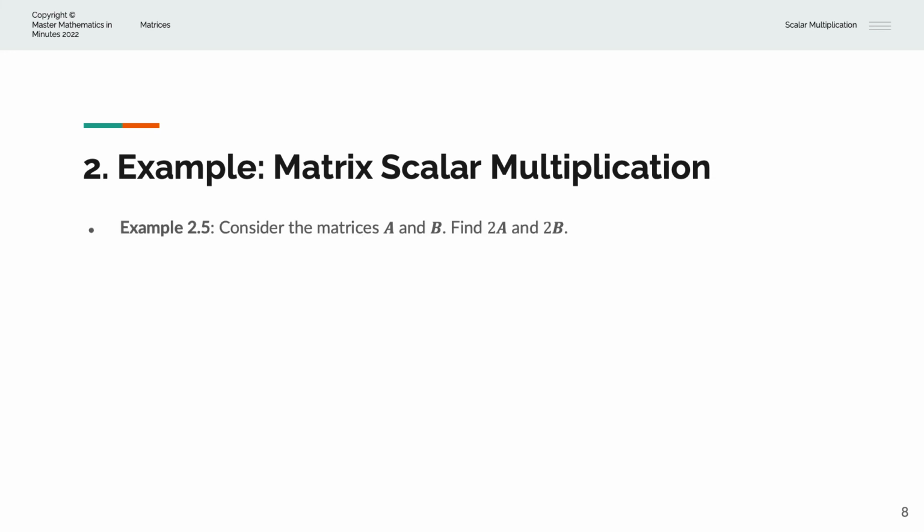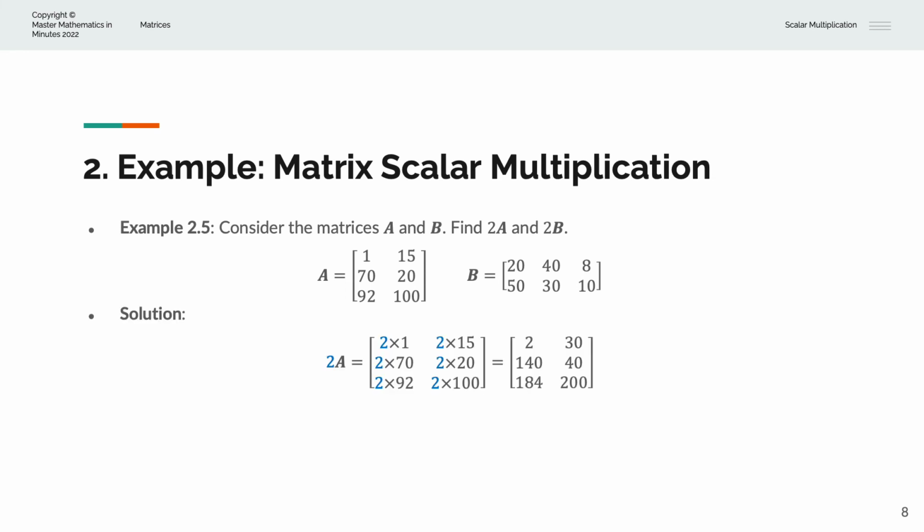In the final example, we're given two matrices A and B, and we're asked to find 2A and 2B. So again, to find 2A, we multiply each entry by 2. So 1 is the first entry, multiply that by 2. 15 is the second entry, multiply that by 2. And 2 times 1 is 2. And 2 times 15 gives us 30. And so on.